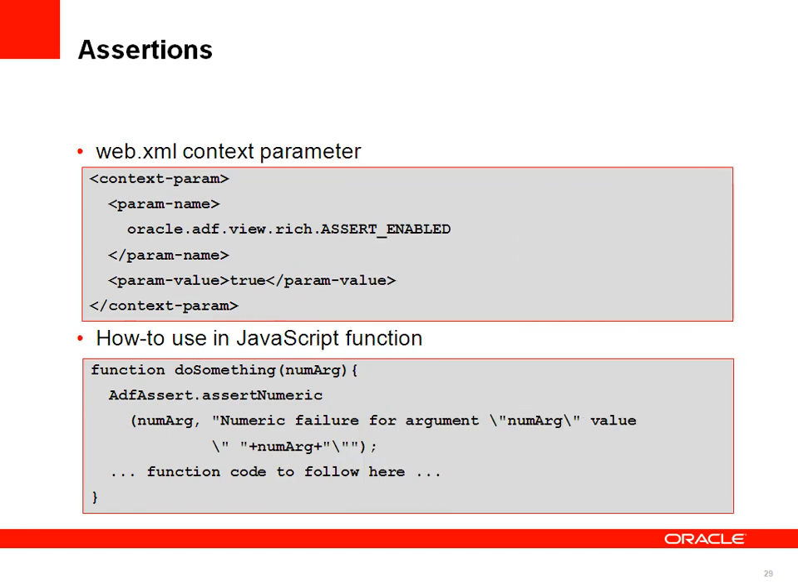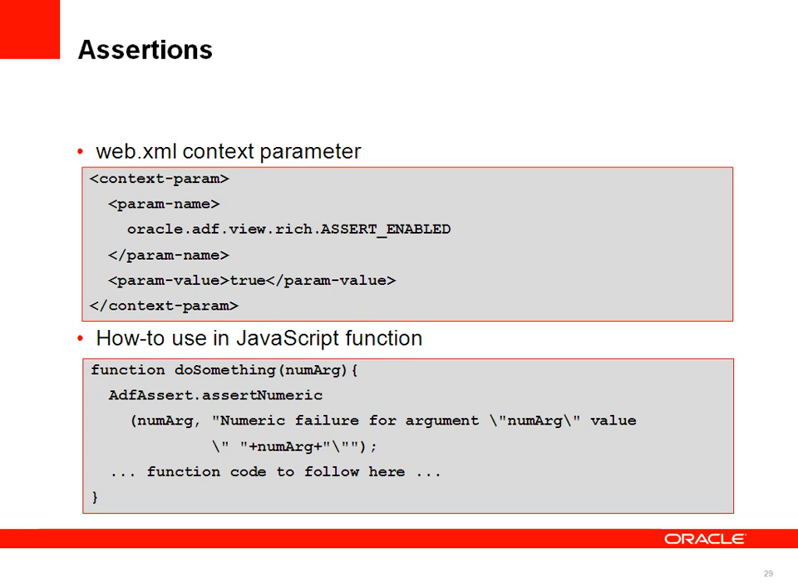To enable assertions, you use a web.xml parameter. It's called oracle.adf.view.rich.assert.enabled. You set this to true. This enables assertion for the session. Then in your JavaScript function, I have a function called doSomething, where the argument that I expect to be passed into my library is a numeric argument. So I check with ADF assert, assertNumeric, whether this argument is numeric. If not, I print out a message that will be shown with the alert. And then I have my function code there.